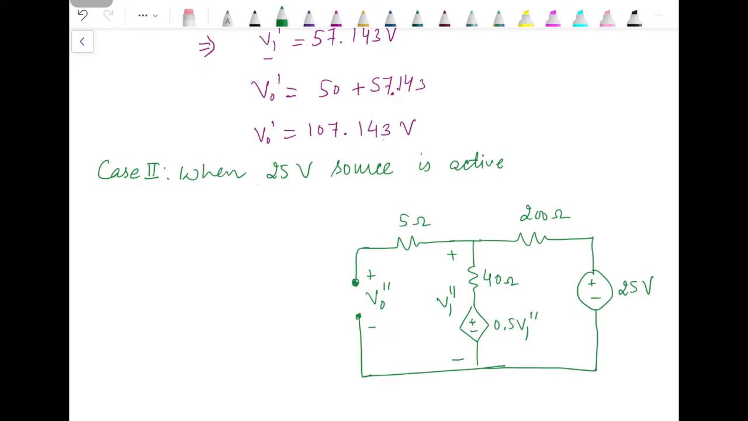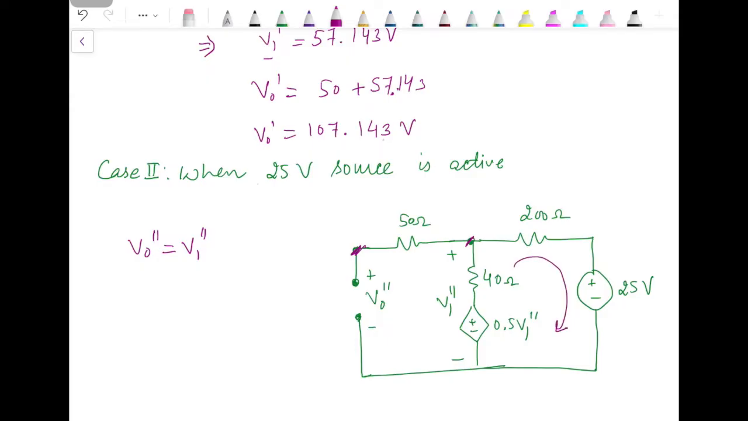Since this current source is now replaced by an open circuit, the current through this 50 ohm resistance is now 0. So there is no voltage drop across this 50 ohm resistance. As there is no drop, the potential over here and over here are both the same. This terminal and this terminal, they are the same. So V0 dash is the same as V0 double dash, which is the same as V1 double dash. Now we need to find out the value of V1 double dash. How can we find out V1 double dash?